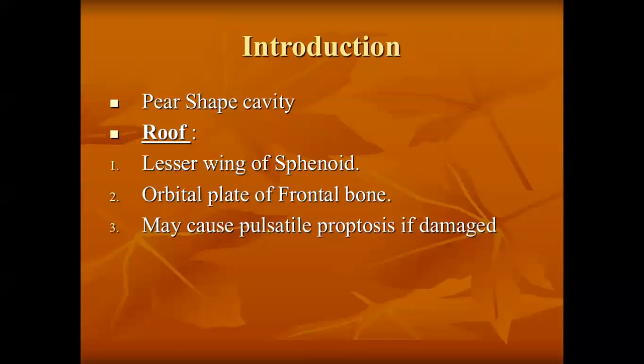Whenever there is damage to the roof of the orbit, there might be pulsatile proptosis. Pulsatile proptosis means proptosis which is pulsating. So the eyeball will look like it is pulsating. And how will you find the pulsation? You have to palpate the eyeball. It will be felt as pulsating. So the pulsatile proptosis is found whenever there is damage to the roof of the orbit.